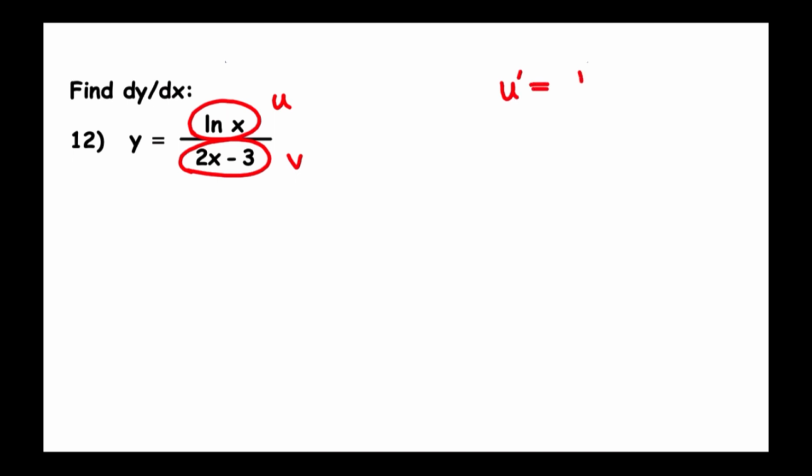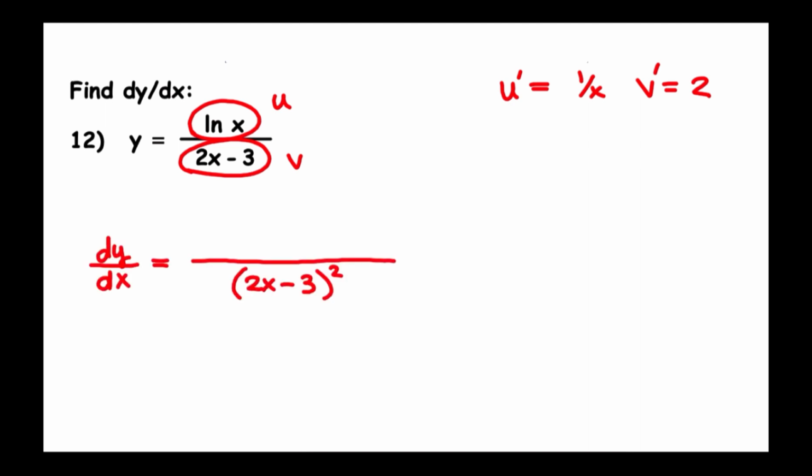U prime will be 1 over x. V prime will simply be a 2. And here we go. U prime v minus uv prime over v squared. Okay, I've got my v squared. U prime v minus uv prime.